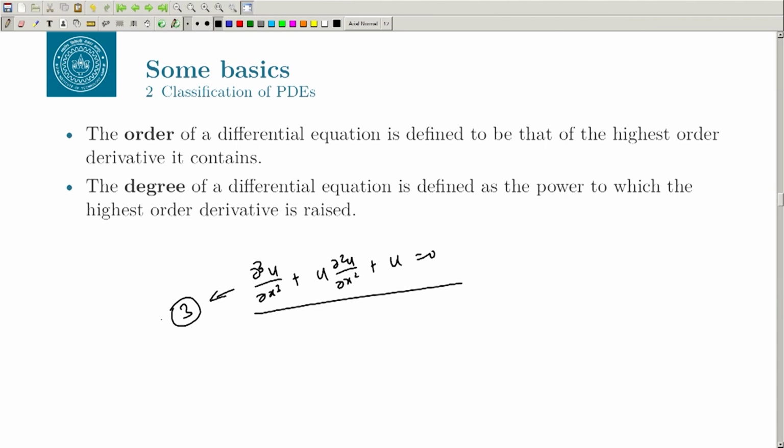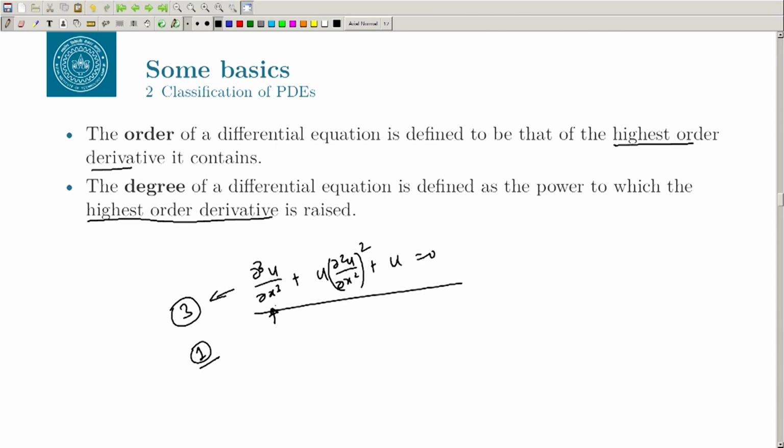Now, the degree of the differential equation is defined as the power to which the highest order derivative is raised. Remember, this highest order derivative is very important when you are characterizing a PDE, and we will come to it again and again. For example, in this the degree is 1. If I raise this as del squared u by del x squared, squared, still the degree remains 1. Why? Because the power of the highest order derivative is 1.